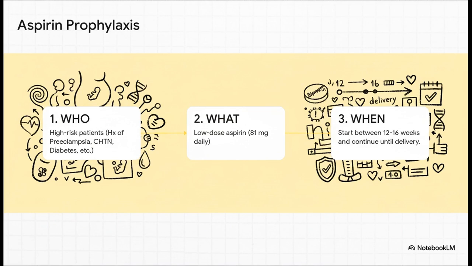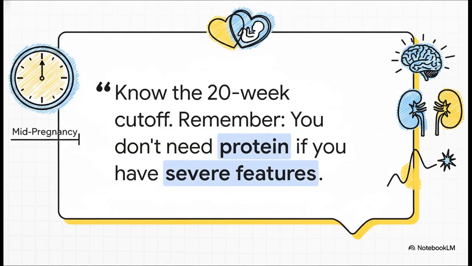For these patients, the what is simple. Low dose, 81 milligram aspirin every single day. And when is the most critical part. You've got to start it early, ideally between 12 and 16 weeks, and keep it going all the way until delivery.